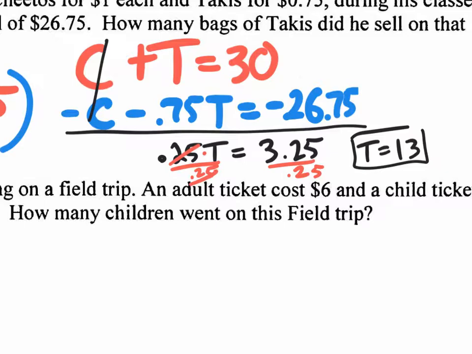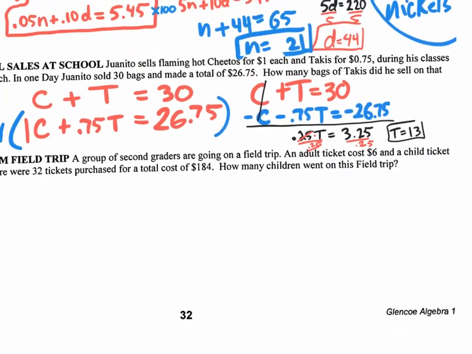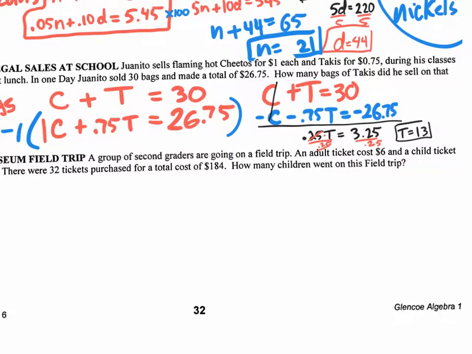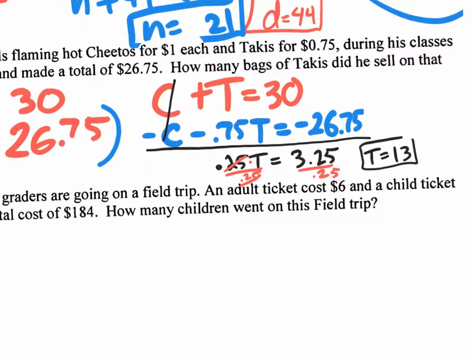Is that what they're asking for? Is that what the question's asking for? Yeah. How many bags of Takis did he sell? 13. I'm done. Now, if they would have asked for bags of Cheetos, then I have to go back and substitute in.